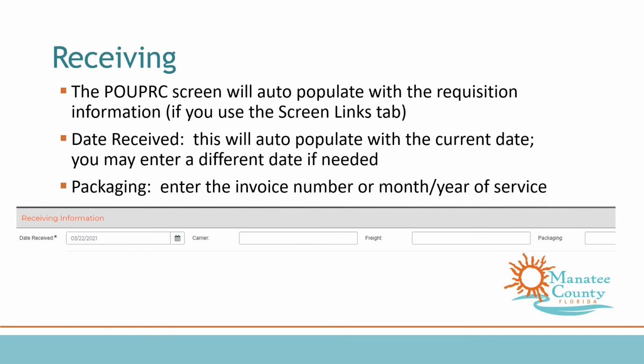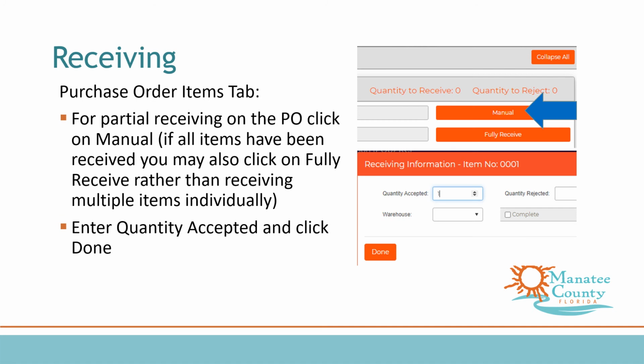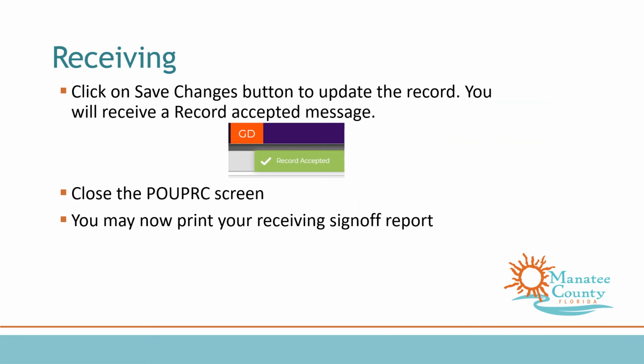Date received. This will auto-populate with the current date. You may enter a different date if needed. Packaging, enter the invoice number or month, year of service. Purchase Order Items tab. For partial receiving on the PO, click on Manual. If all items have been received, you may also click on Fully Received rather than receiving multiple items individually. Enter quantity, accepted, and click Done. Click on Save Changes button to update the record.